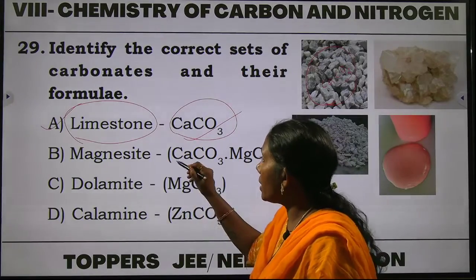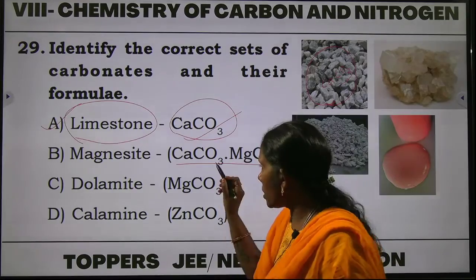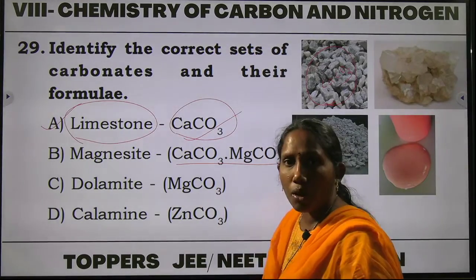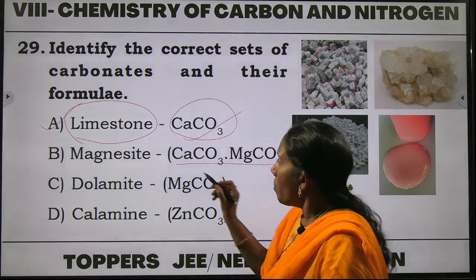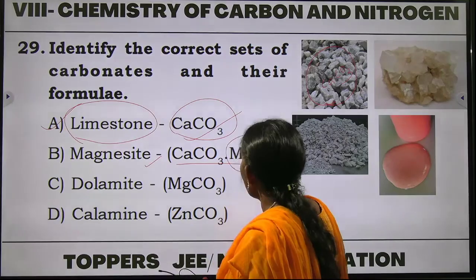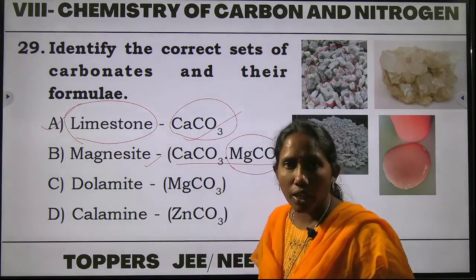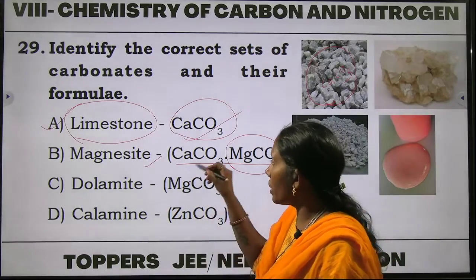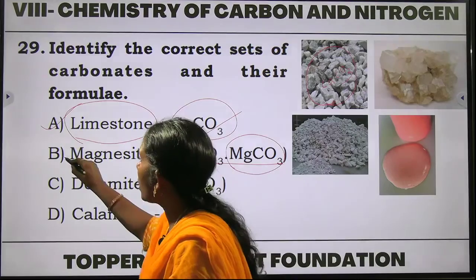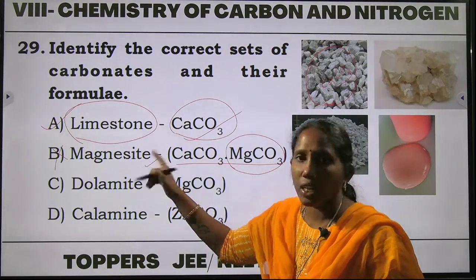For magnesite, in the options they gave CaCO3, MgCO3, calcium carbonate and magnesium carbonate. But magnesite is known as magnesium carbonate. There is no calcium carbonate in that formula, but here they gave calcium carbonate also in that formula. So this is not the correct pair. For the given formula, it is not the name.